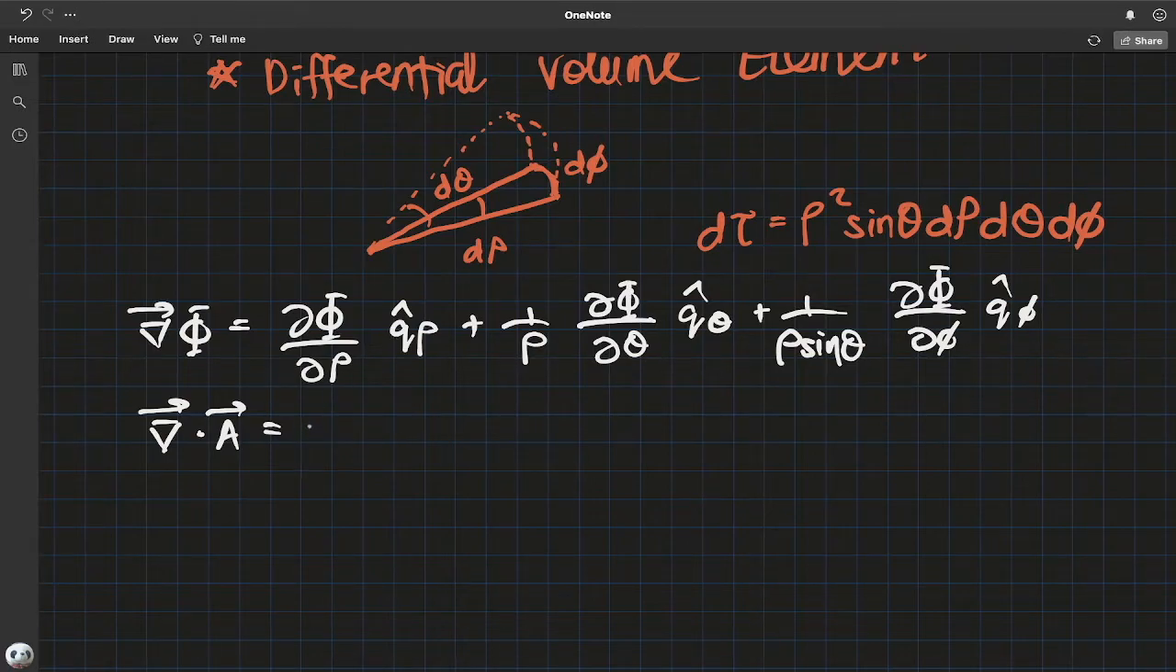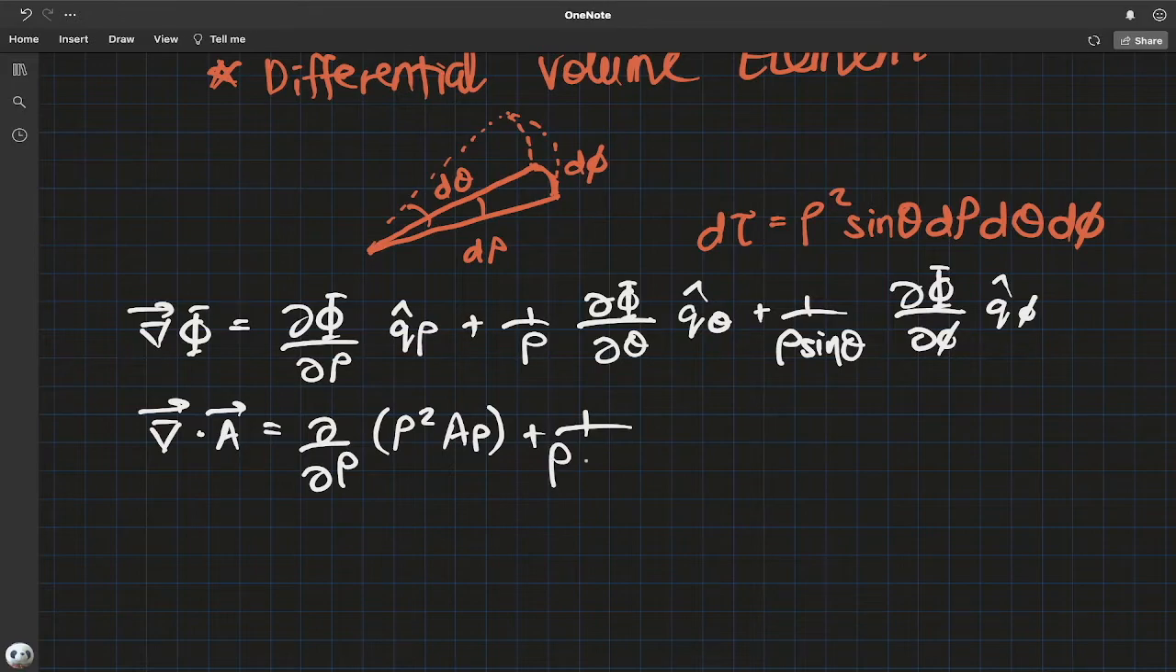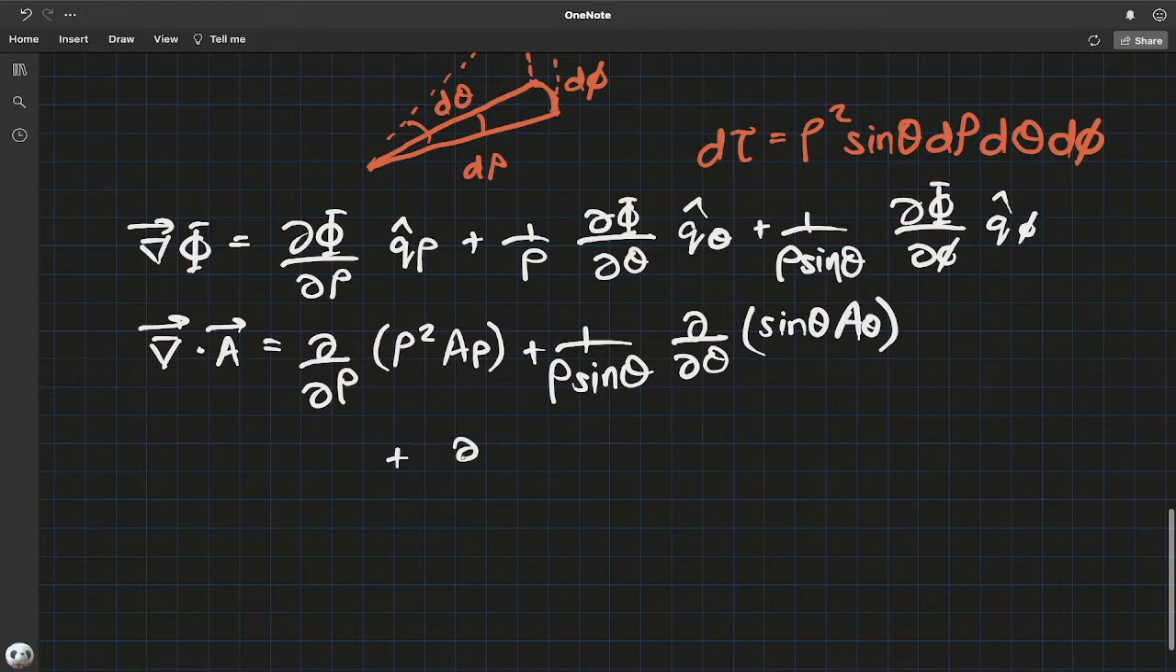Well, I'm gonna skip some steps, but you just use the formula and then you get partial rho squared A sub rho, 1 over rho sine theta partial sub theta sine theta A sub theta, plus partial with respect to phi, 1 over rho sine theta A sub phi.